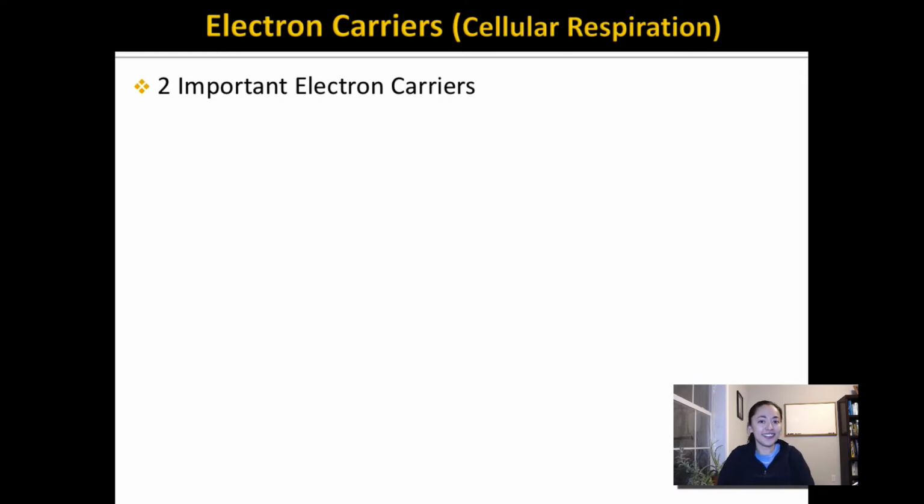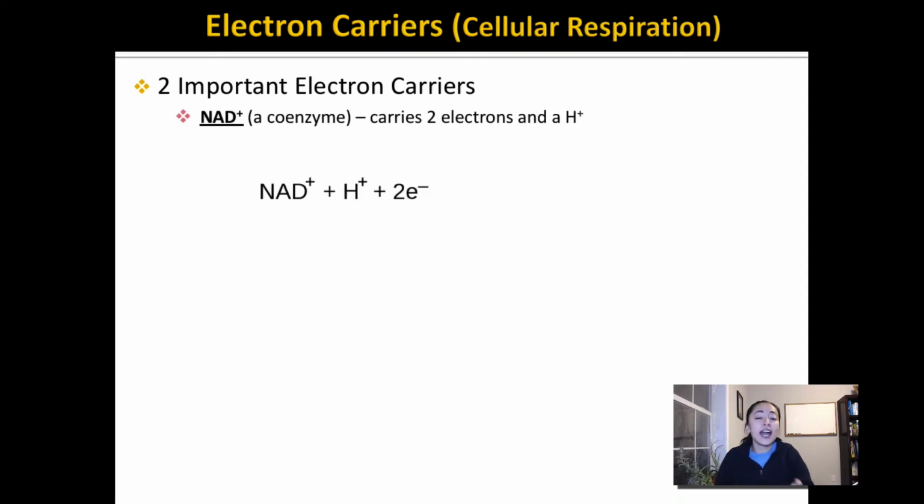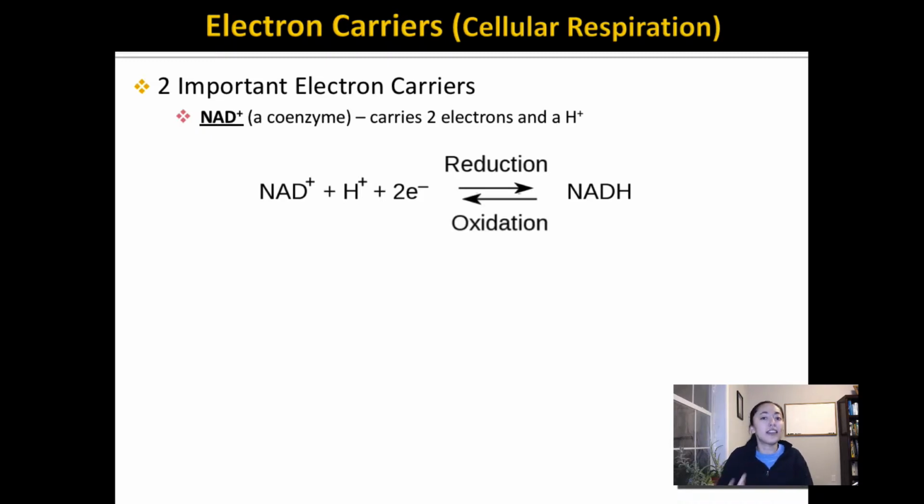NAD+ and FAD differ in the number of electrons and hydrogen ions they can carry. NAD+ can pick up 2 electrons and a hydrogen ion, and when this happens, it becomes NADH. Notice NAD+ has been reduced. NADH will eventually travel to the electron transport chain where it will release its hydrogen ions and electrons. If NADH releases its electrons and hydrogen ions, then it has become oxidized and it will become NAD+ again.